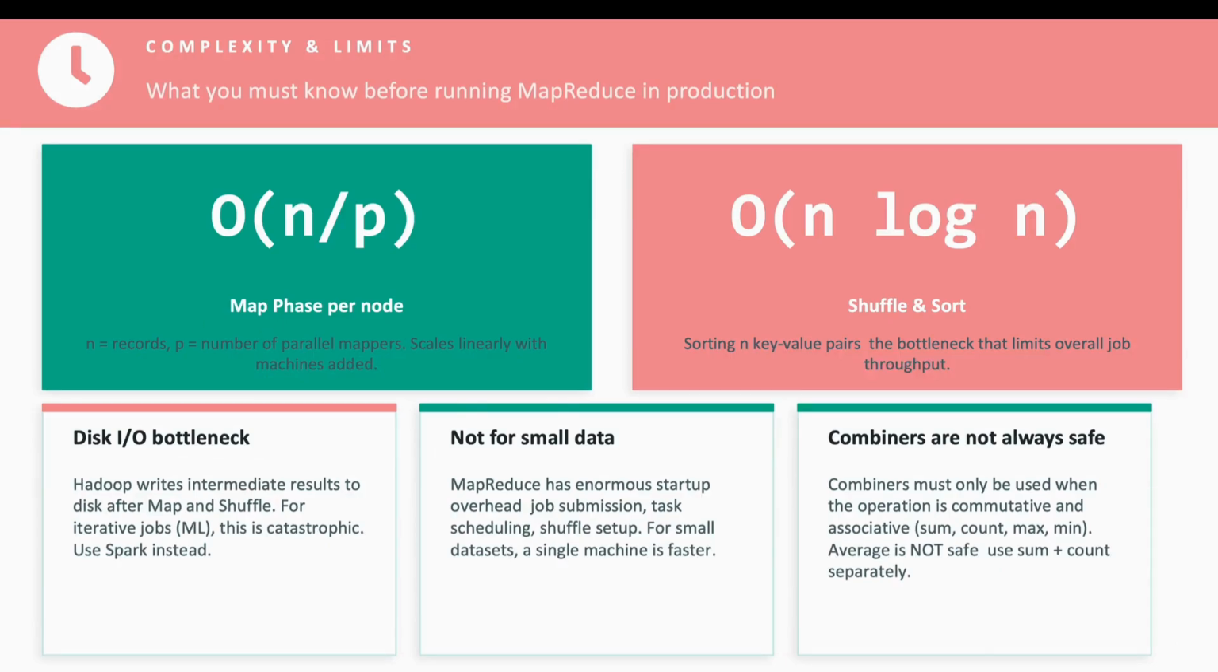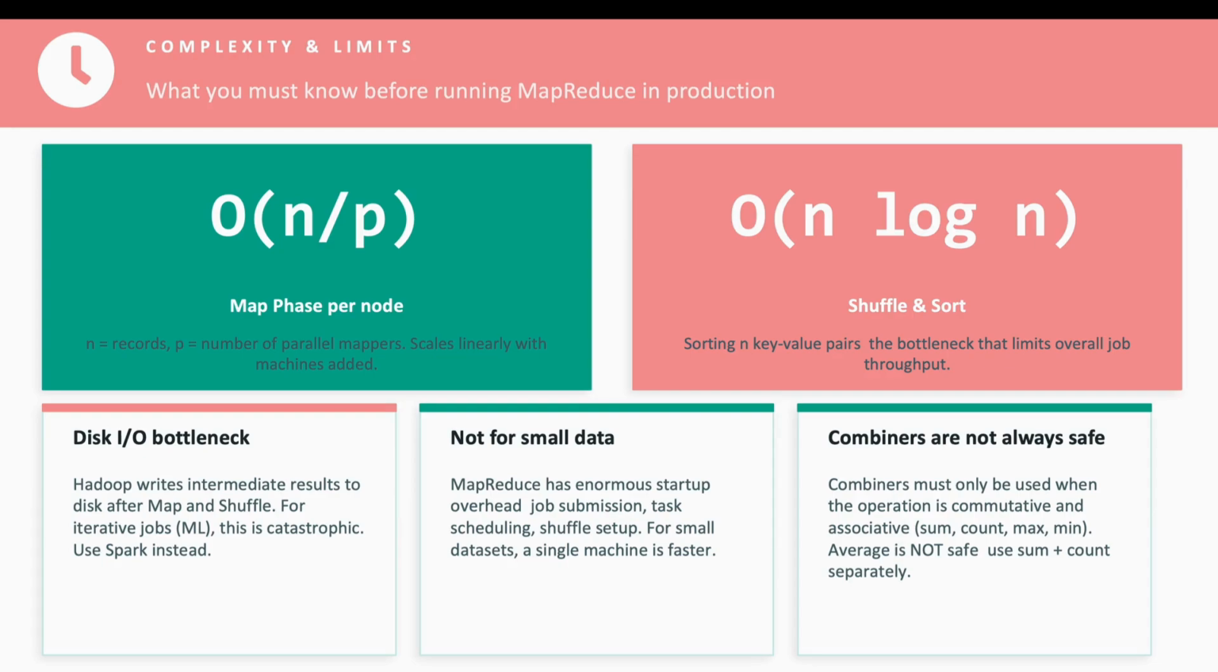So, the numbers again. Map phase per node, O of n over P, where n is the total number of records and P is the number of parallel mappers. Adding machines reduces the time proportionally. This is horizontal scalability, the core promise of MapReduce.